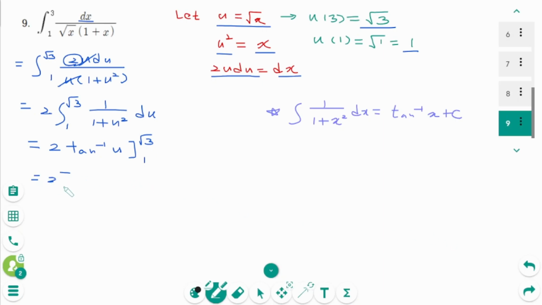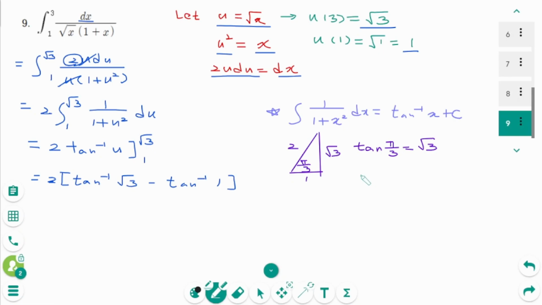Equals 2 times arctangent of square root of 3 minus arctangent of 1. When theta is pi over 3, the ratio of the triangle is 2, square root of 3, and 1. In here, tangent pi over 3 is square root of 3. That means arctangent of square root of 3 equals pi over 3.